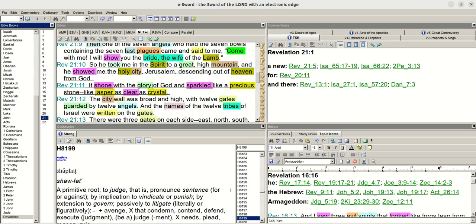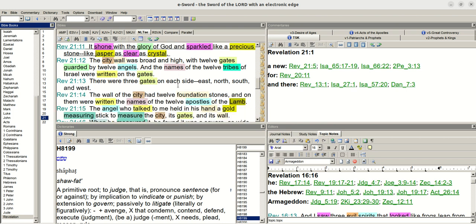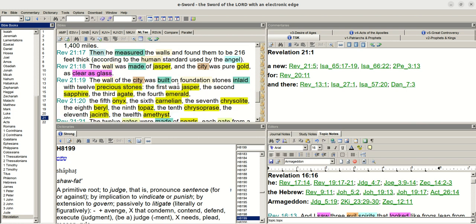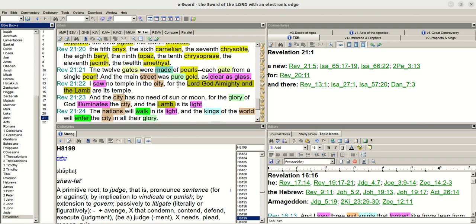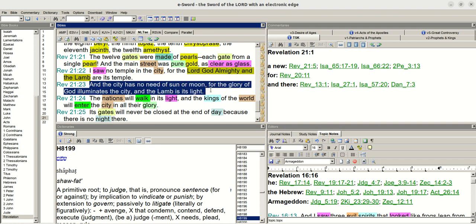Okay, so it talks about the city. It shone with the glory of God and sparkled like precious jewels and jasper, and the 12 angels and the name and everything else, and they measure the city and the walls of the city and all the pearls and all the jewels and everything else. And the city has no need of sun or moon, for the glory of God illuminates the city, and the Lamb is its light.